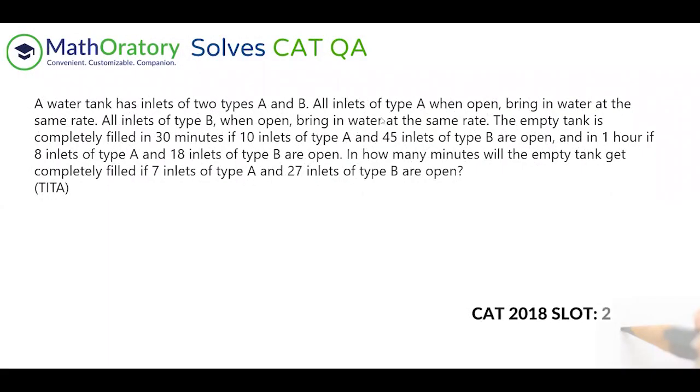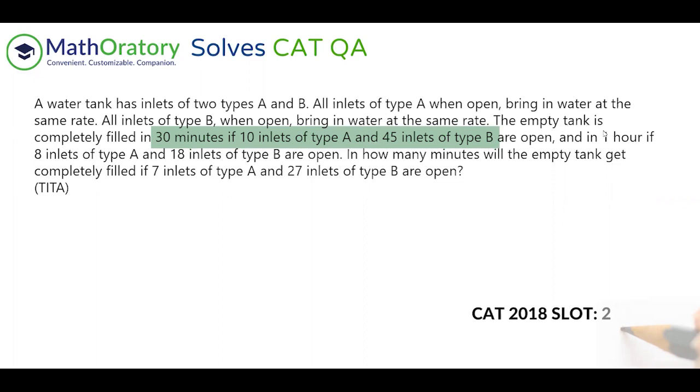Okay, we have another time and work problem. A water tank has inlets of two types, A and B. All inlets of type A, when open, bring in water at the same rate, and likewise all inlets of type B. So A and B have different efficiencies, but all the A's have the same efficiency, and all the B's have the same efficiency. Great. The empty tank is completely filled in 30 minutes if 10 inlets of A and 45 inlets of B are open.